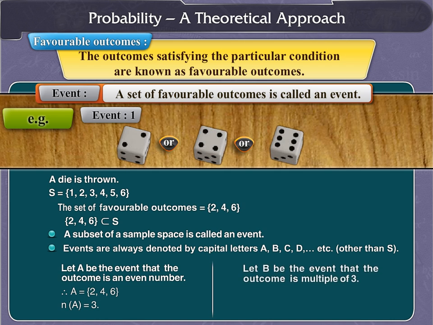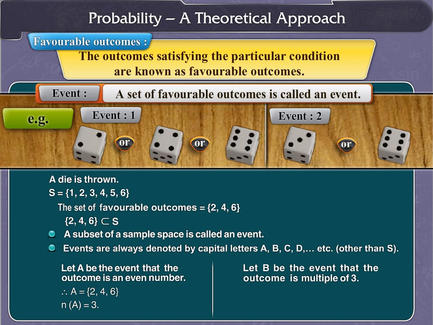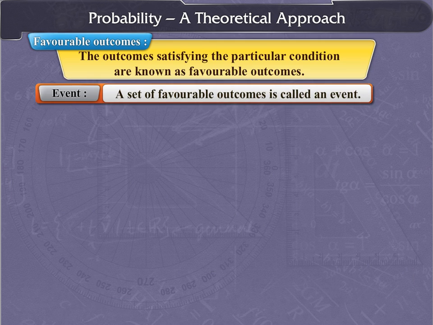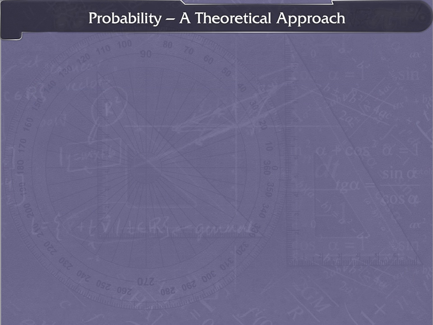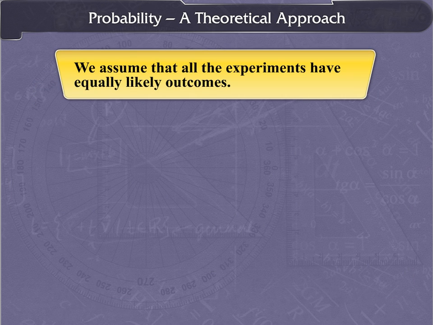If we consider event B as the multiples of 3, then set B contains the sample points 3 and 6. Therefore, number of elements in set B is 2. Now on, we assume that all the experiments have equal likely outcomes.